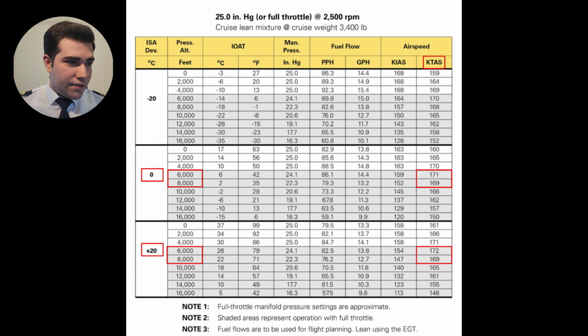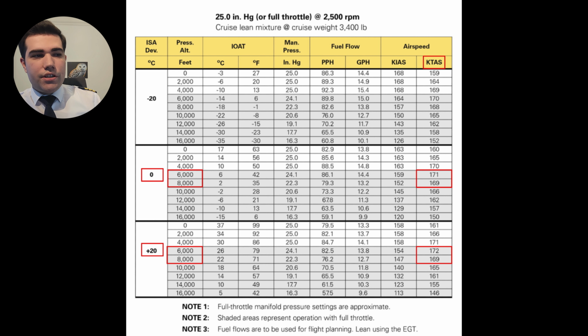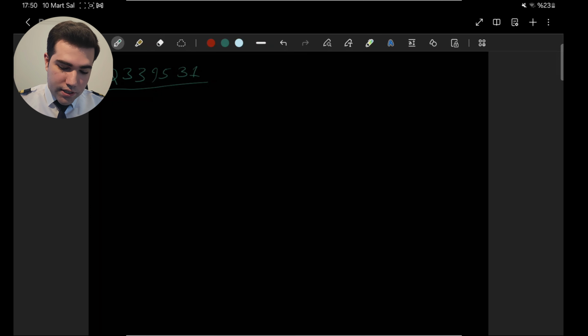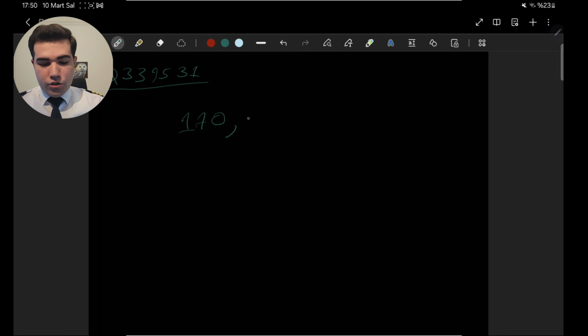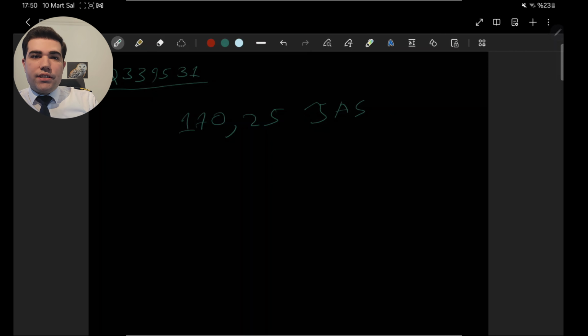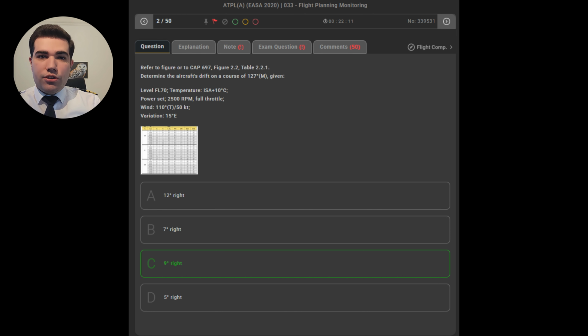171, 169, 172, and again 169. Basically, we add them together and divide by 4. What we get is 170.25. Okay, this number is our true airspeed. I'll note it down. Alright, since we have our true airspeed, now we need to check the wind.